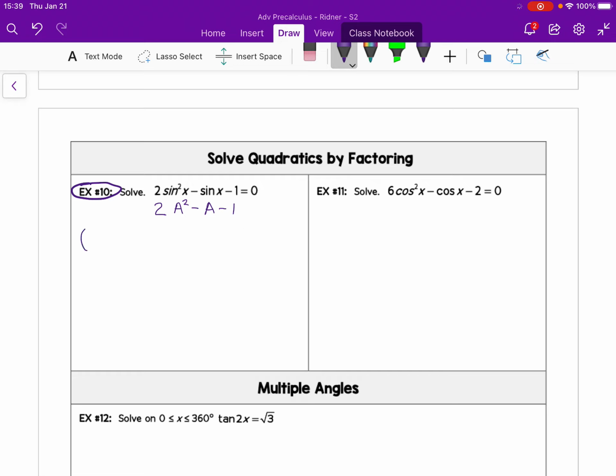If I were to factor that, it would be 2a and a. I know these are 1s, and then I have to decide which one's positive and which one's negative such that I get a negative in the middle. Okay, so that's just factoring. If you did that snowflake, if you do that with box method, use whatever method you have for factoring. But instead of a, I should actually have sine x.